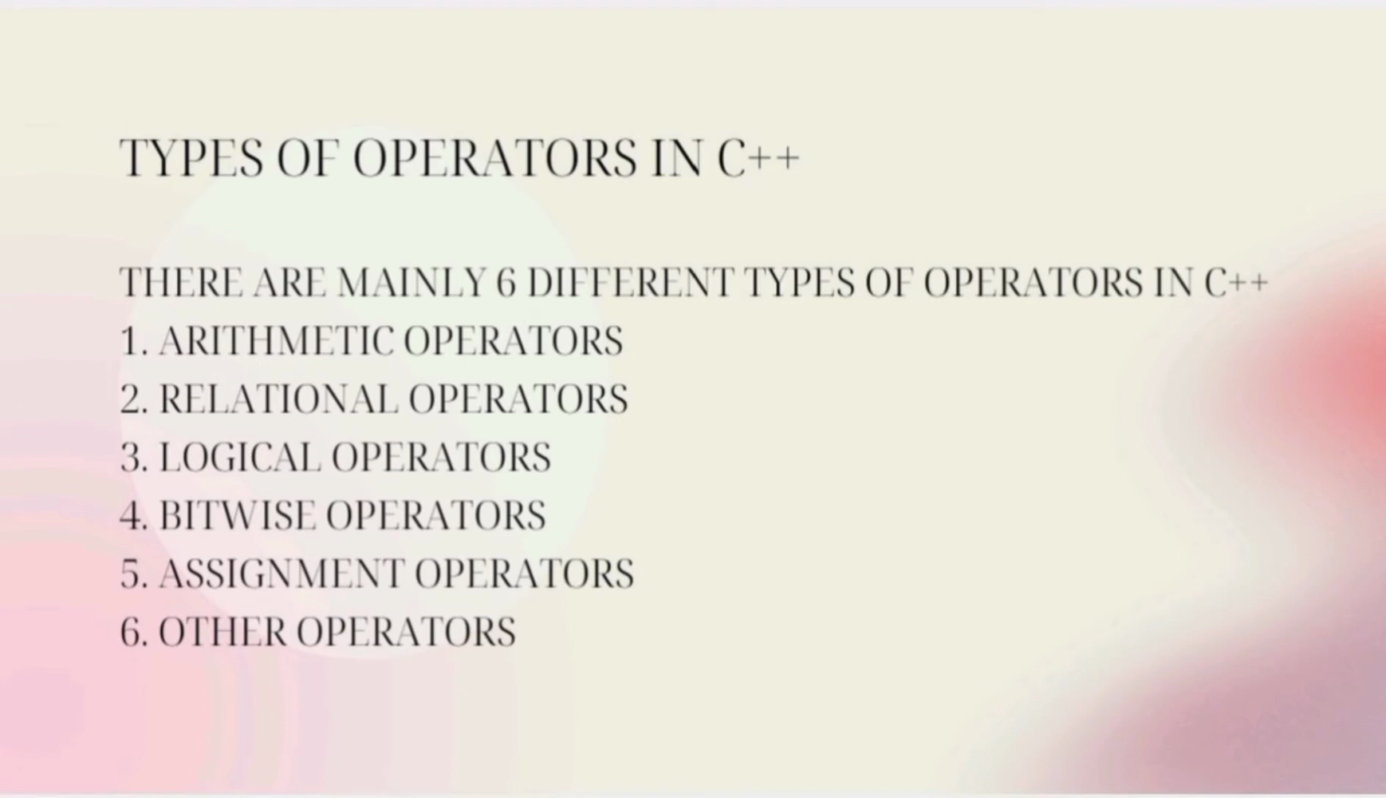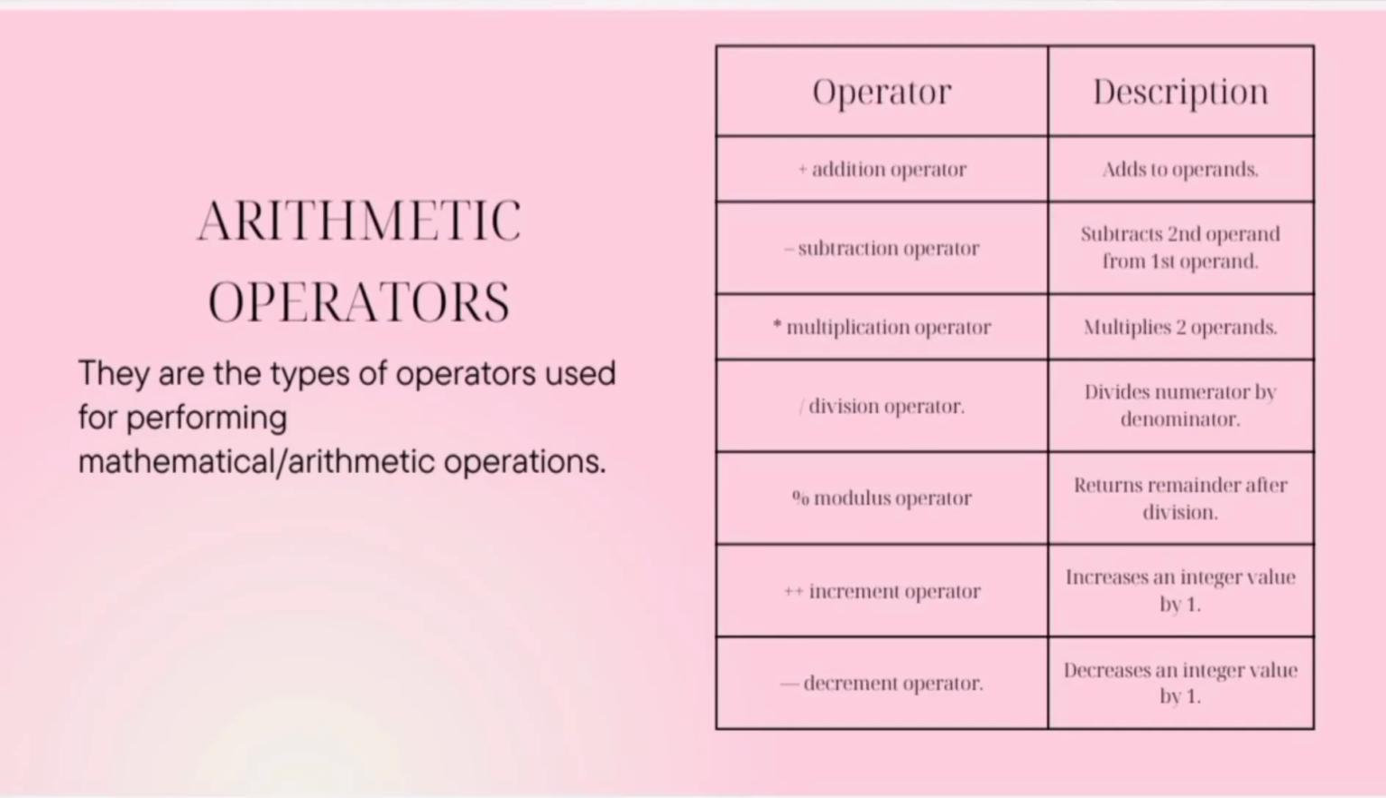There are mainly 6 different types of operators in C++. 1. Arithmetic operators. 2. Relational operators. 3. Logical operators. 4. Bitwise operators. 5. Assignment operators. 6. Other operators. Arithmetic operators are the types of operators used for performing mathematical arithmetic operations.